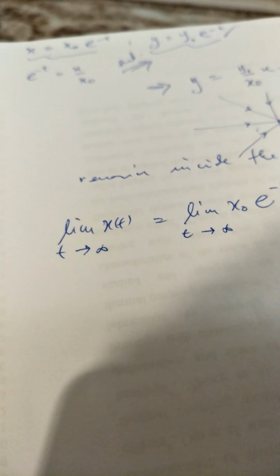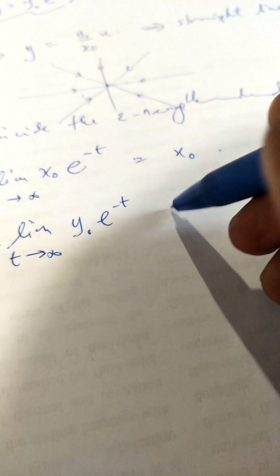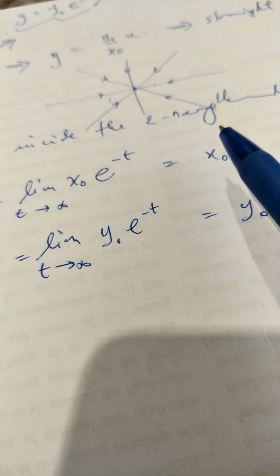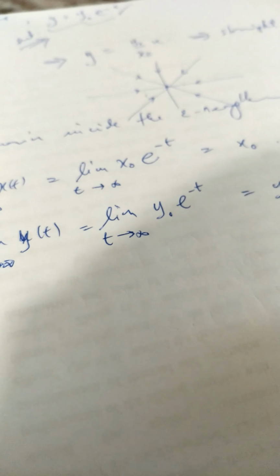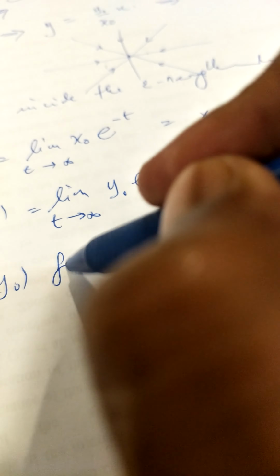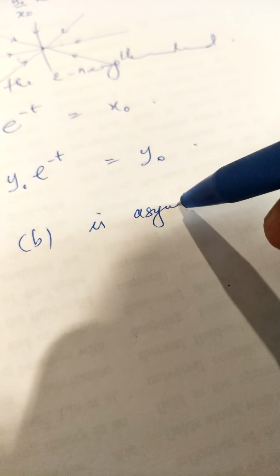As well as y, the limit as t tends to infinity of y(t), which is the limit of y naught e to the minus t, that gives you zero. So we take a limit, and it tends to our critical point. So in this case we say the critical point for problem B is asymptotically stable.